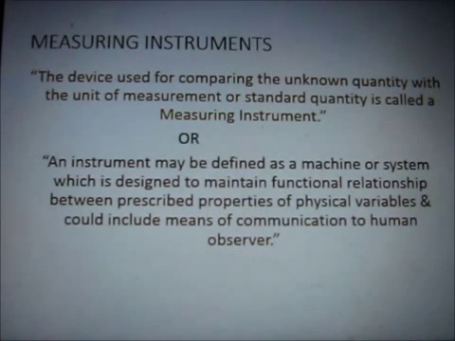The first thing is the basic thing. What is a measuring instrument? It is a device used for comparing the unknown quantity with the unit of measurement of a standard quantity. Means we are given a standard quantity and we use this device to compare it with the unknown quantity, and that calculation is done by the measuring instrument.